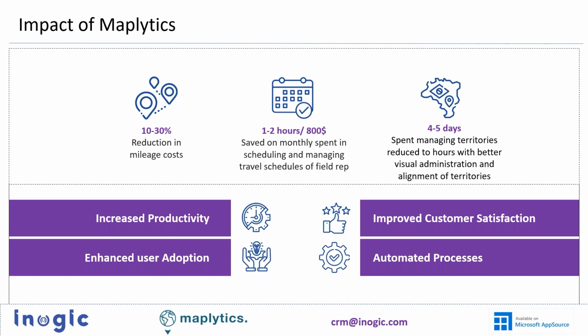Scheduling field trips used to be a tedious process. With Maplytics, people are now able to save 1 to 2 hours daily, and that amounts to about $800 each month. Moreover, while managers used to spend 4 to 5 hours on managing territories, Maplytics has reduced it to just a few hours, along with better visual administration and alignment of territories as well. So basically, while you are planning routines and processes, Maplytics helps you to make the most out of it.